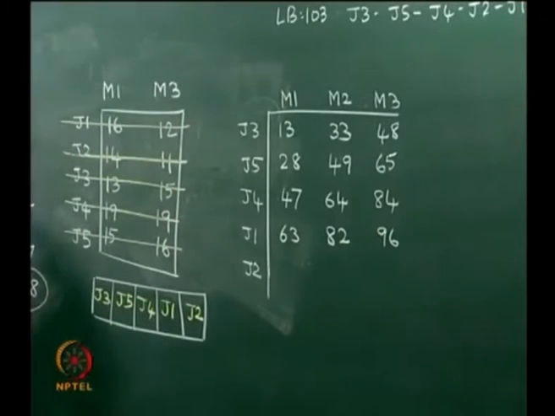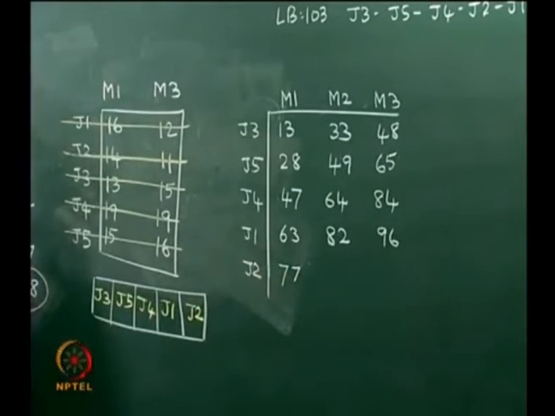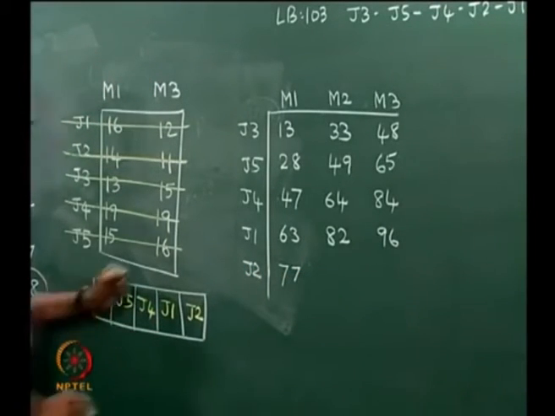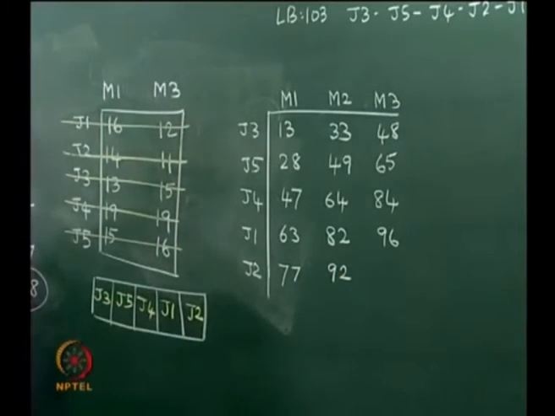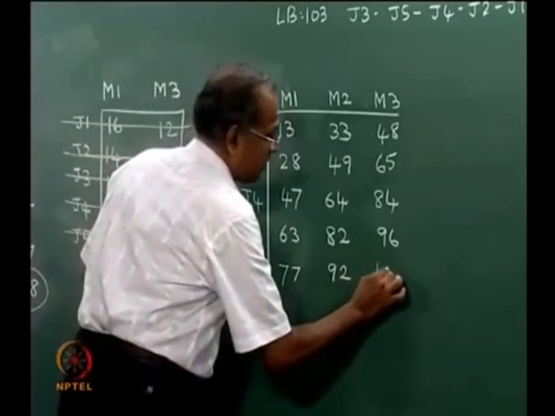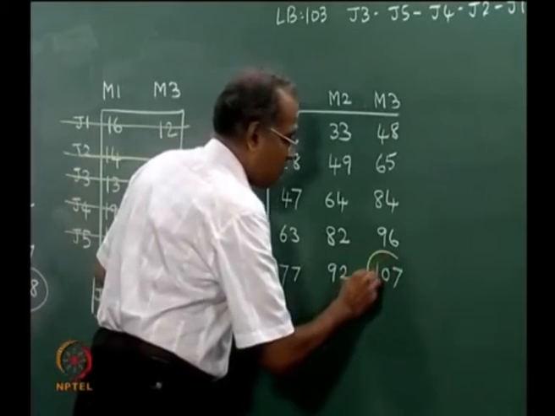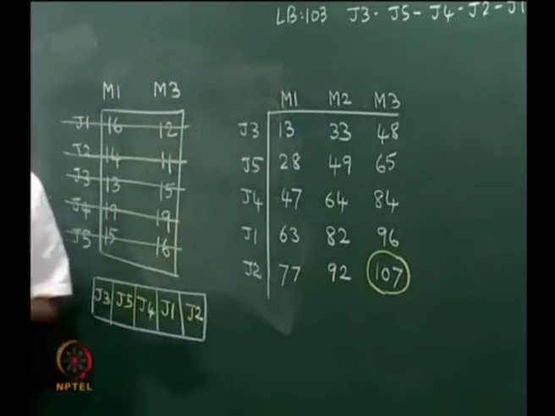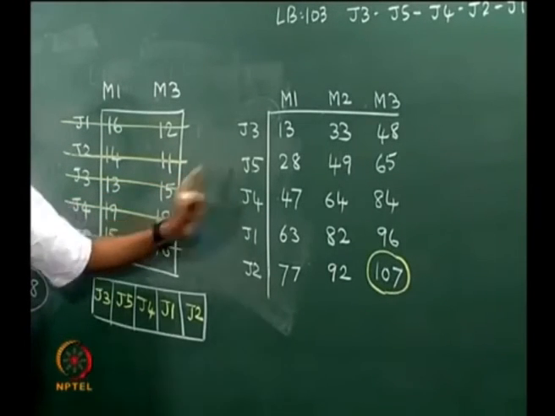Now J2 starts at 63, takes another 14, finishes at 77, waits till 82, takes another 10, 92, waits till 96, takes another 11 which is 107. So what we have done in this algorithm is, now we get another solution whose make span is 107. So between these two solutions we could pick the one which is better, which has 107.